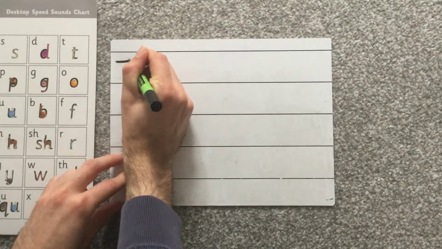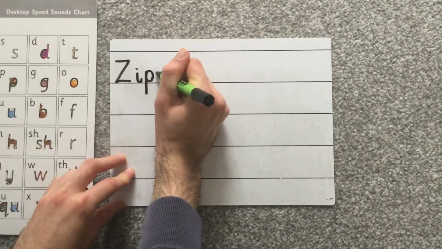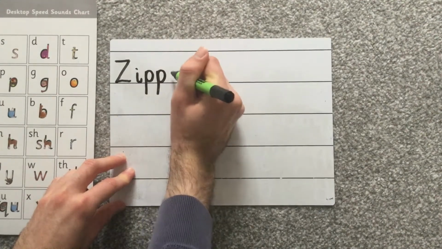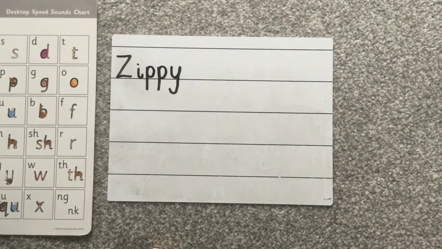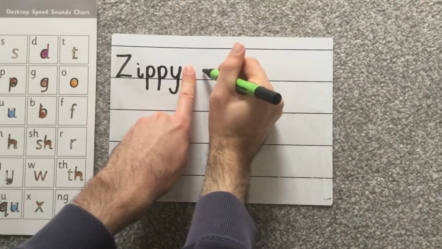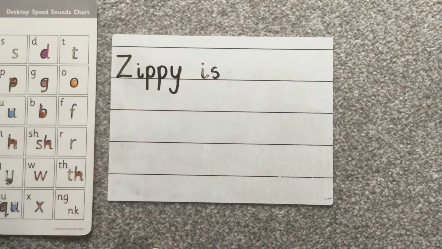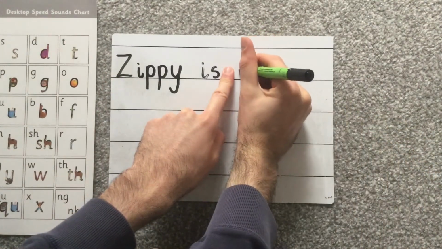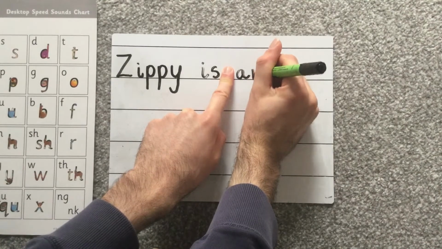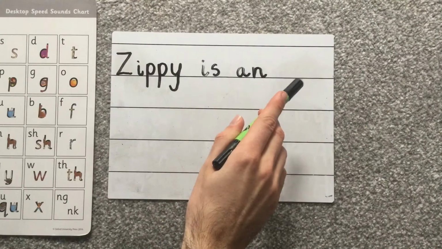So, Z, I, P. And in this word, the E sound is with the letter Y. Is. So I need a finger space and the word is. I, S. An. Now we should be able to sound that out. A, N, an. Zippy is an orange planet.